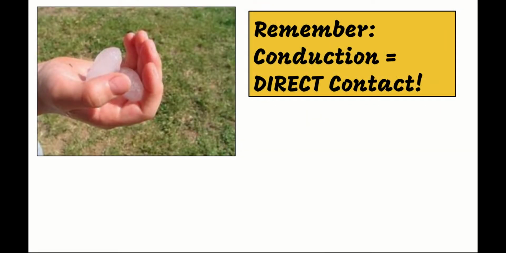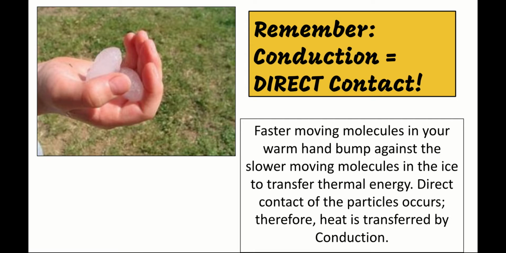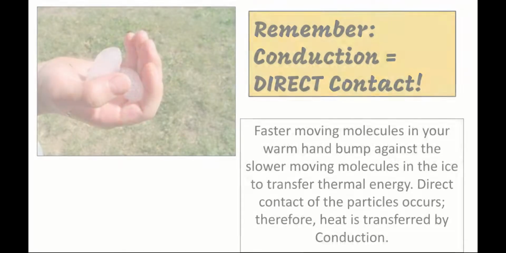So remember, conduction involves direct contact. Have you ever held ice in your hand? You are undergoing conduction. So the faster moving molecules in your hand are actually bumping against the slow moving molecules in the ice, and therefore over time the ice is going to melt. And depending how warm your hand is will determine how quickly the ice actually melts. But since that is direct contact, that is conduction, not convection.